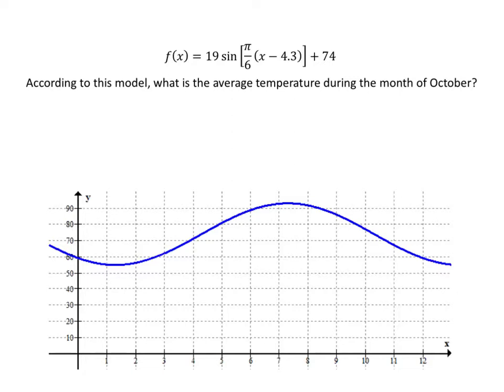So the question is, according to this model, what is the average temperature during the month of October? So this is nothing more than graphical analysis. So we find October, which is month number 10, and we locate that point on the graph here. And looking across, we're looking at about 70, I don't know, let's say 75 or so degrees.